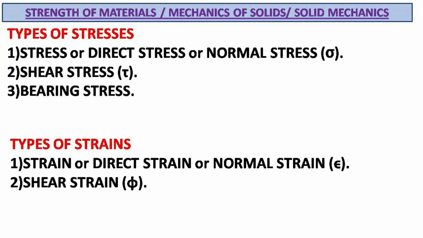Slide 8. In this slide we are going to see the different types of stresses and strains. First, in types of stresses we have simple stress or direct stress or normal stress, denoted with sigma. Shear stress denoted with tau. Bearing stress. Then, different types of strains are simple strain or direct strain or normal strain, denoted with epsilon. Shear strain denoted with phi. We will study the topic of shear stress and shear strain in upcoming chapters. Here we have to know only about the different types of stresses and strains.